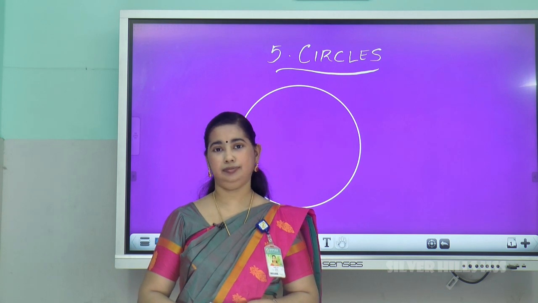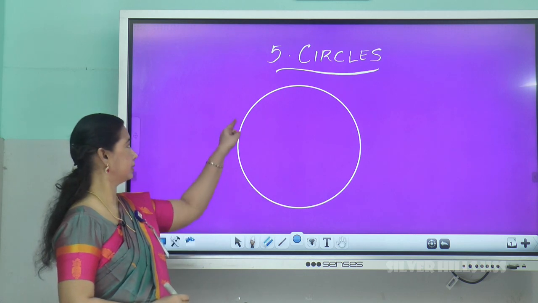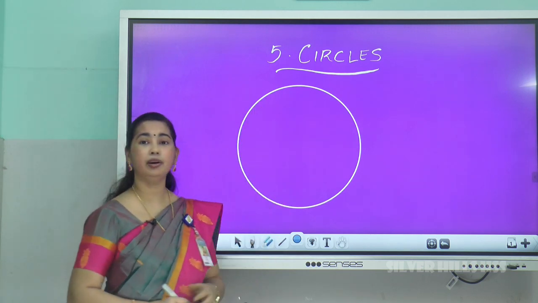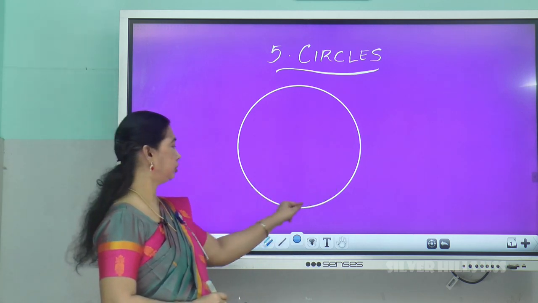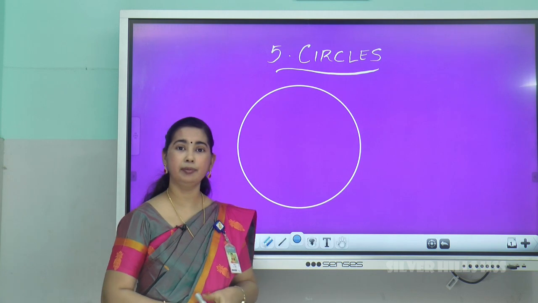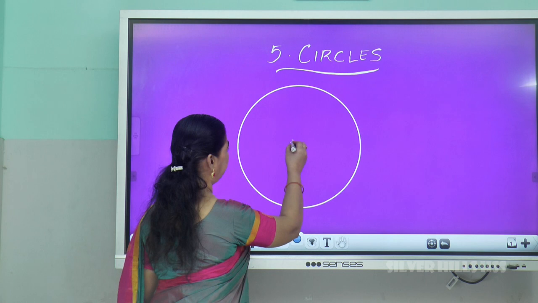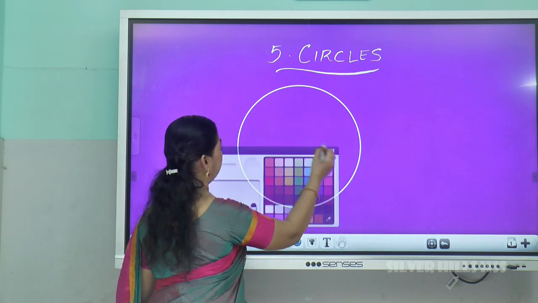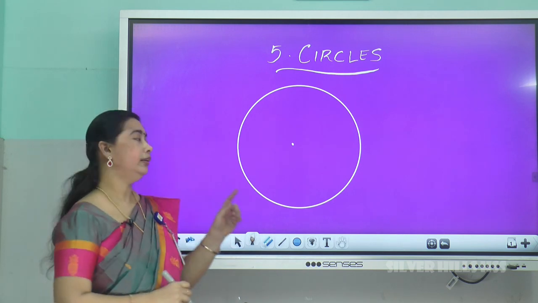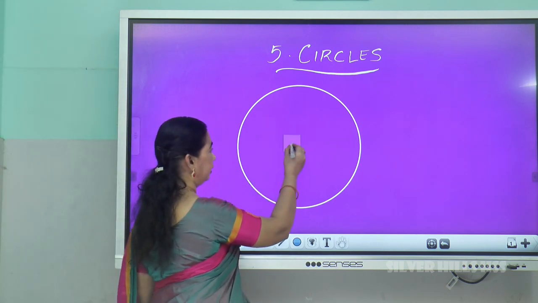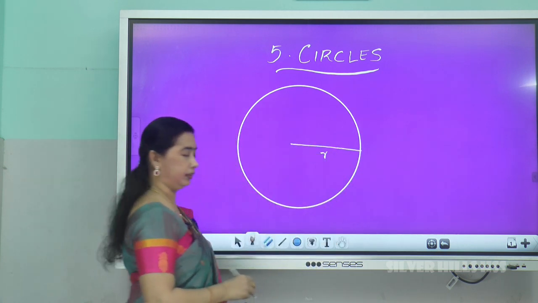What is a circle? Circle, as you all know, is the set of points which are equidistant from a fixed point. That fixed point we call the center, and the distance from the center to the set of points we call the radius, r.